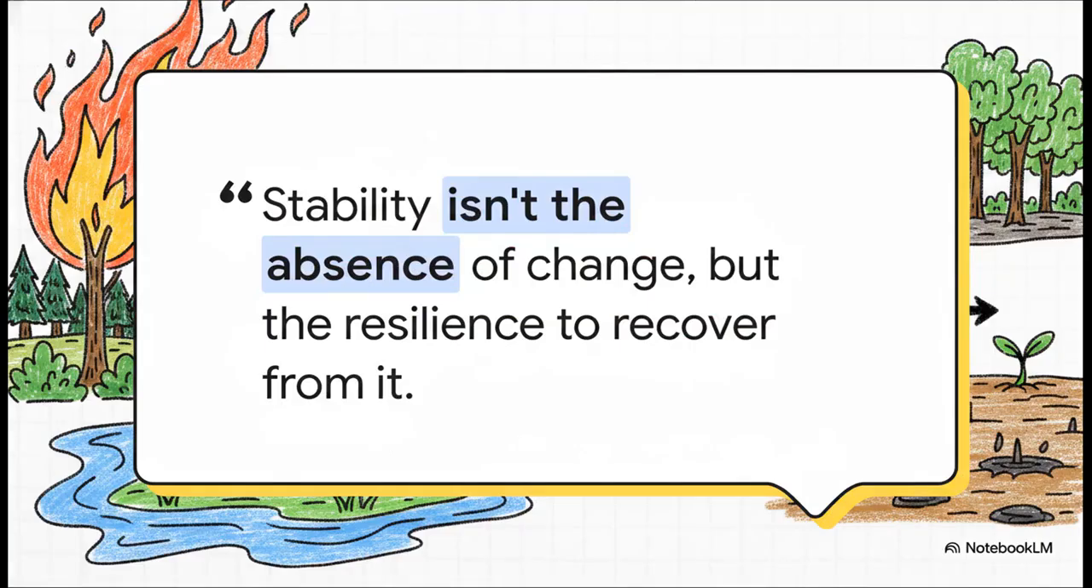And that brings us to maybe the most important concept in all of ecology. A healthy, stable ecosystem isn't one where nothing ever changes. No, a truly stable system is one that can take a hit, it can handle a fire or a flood, and it has the resilience to bounce back. Stability is all about the ability to recover.